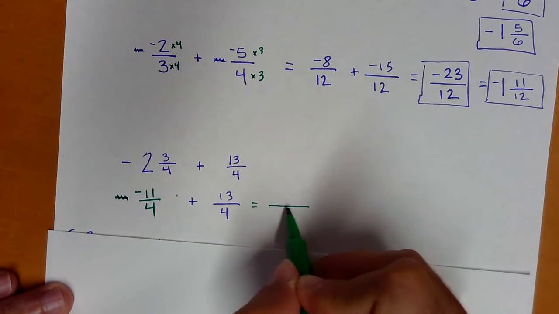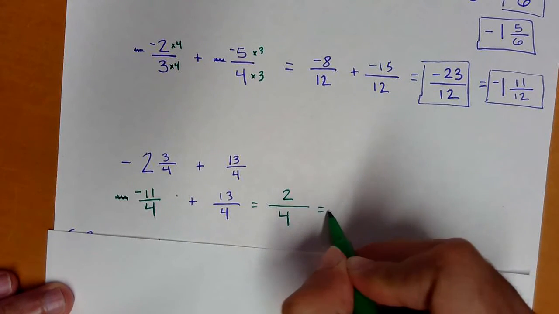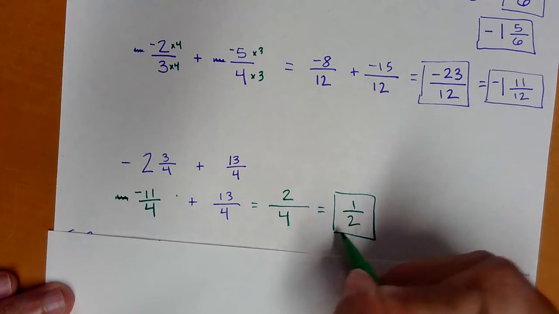All right, I'm going to take my negative sign and put it with my numerator. So now I have negative 11 plus 13, which gives me 2, which I can simplify. 2 fourths is equal to 1/2.